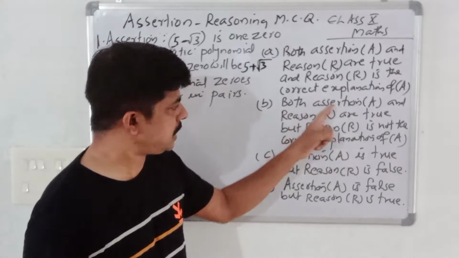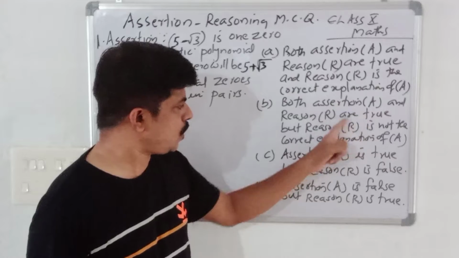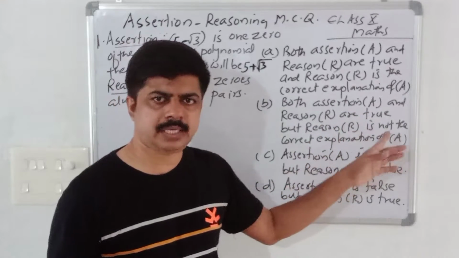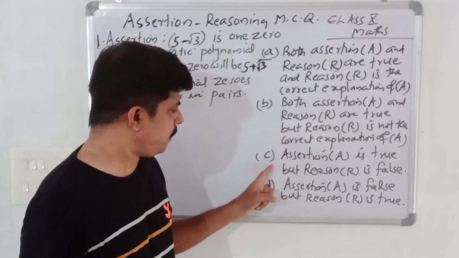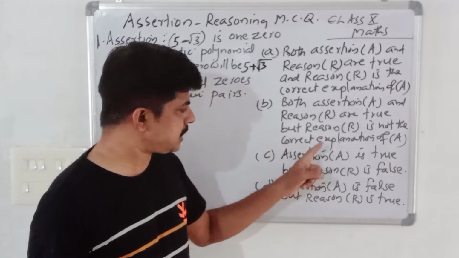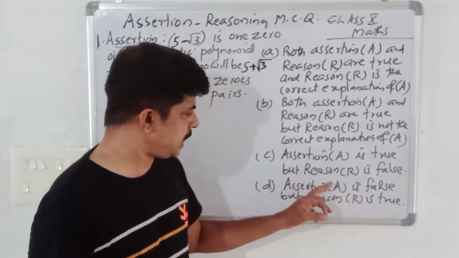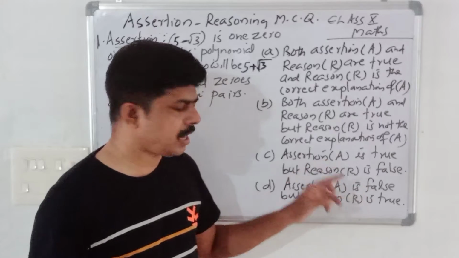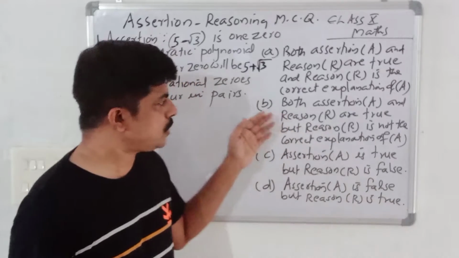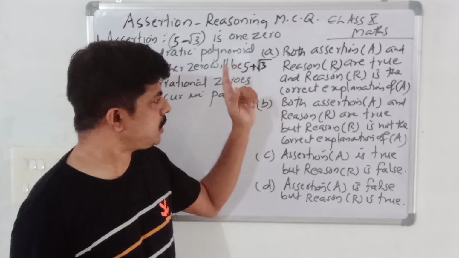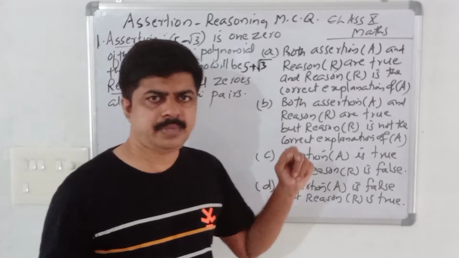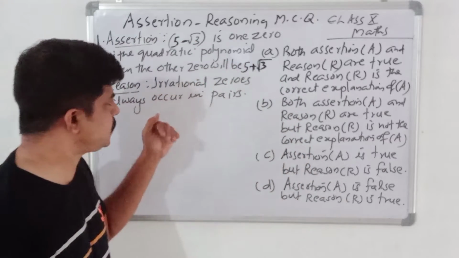Second option: both assertion A and reason R are true, but reason R is not the correct explanation of A. Our third option: assertion A is true, but reason R is false. Fourth: assertion A is false, but reason R is true. I am sure you might have some confusion about option A. Let me tell you how to solve this problem.